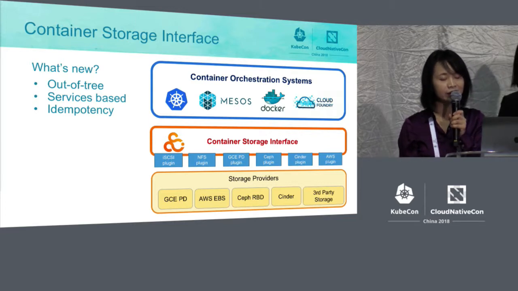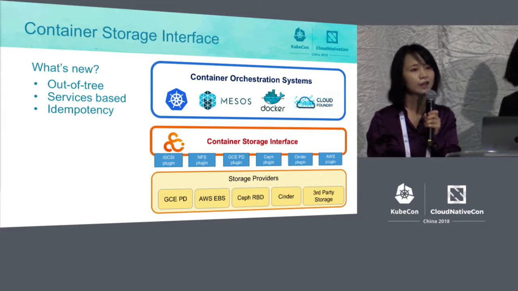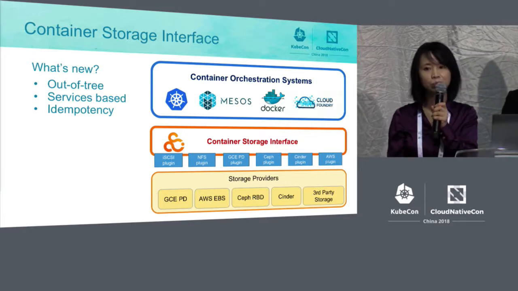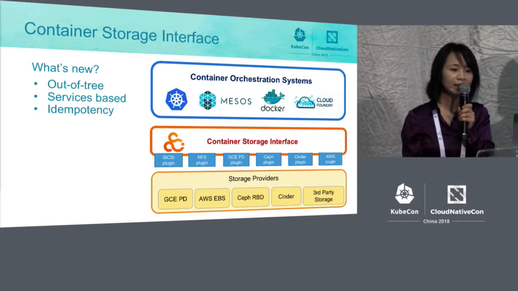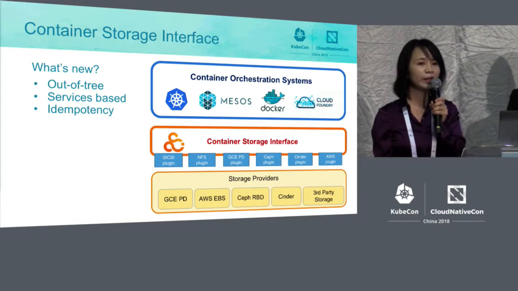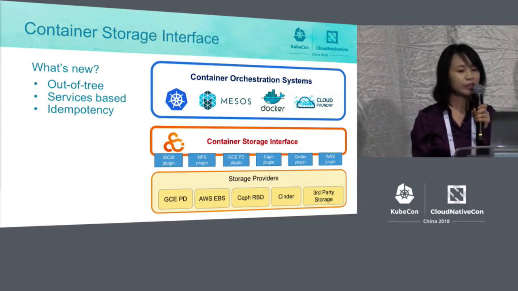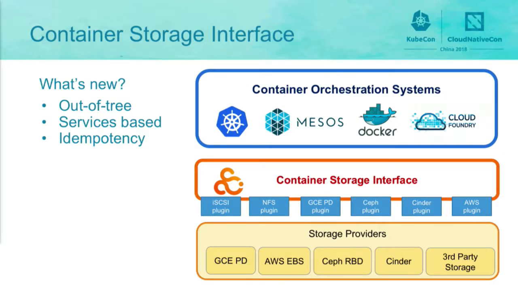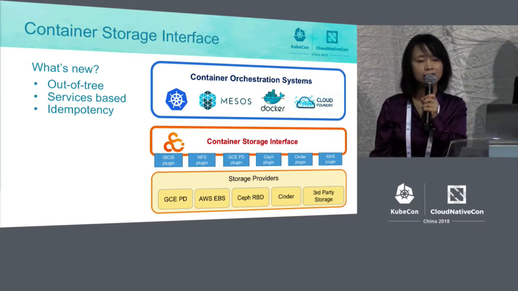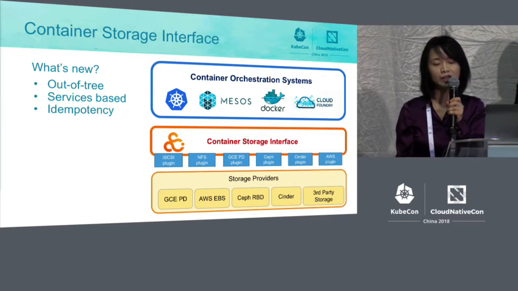CSI is an industry standard to define a set of storage interfaces so that a storage vendor can write just one plugin and have it work across a range of container orchestration systems, including Kubernetes, Mesos, Docker, and Cloud Foundry. CSI is out of tree, so we don't have the plugin tightly coupled with the CO's release cycle. CSI is gRPC service based. Also, it emphasizes idempotency. That means if you call create volume with the same name and same parameters many times, you should get the same results. You should only get one volume created, not multiples.